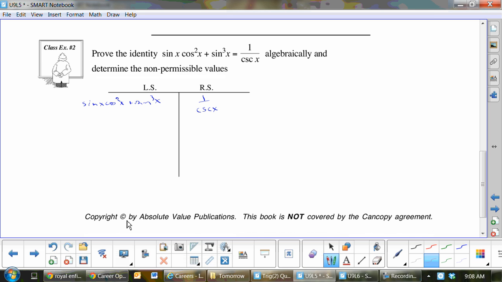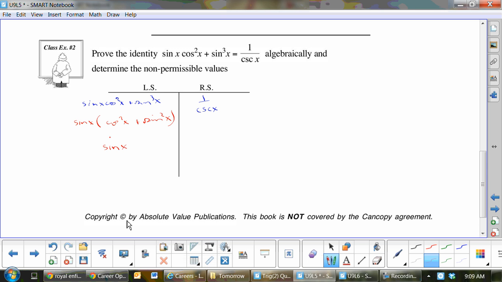Now, let's see what we can do on the left side. On the left side, I can take out a sine x, leaving me with cos squared x plus sine squared x. Now this is almost an insult to your intelligence, because what does that equal? 1. So this all equals sine x here. See how brutal it looked? Do a little math. You're out of the woods.